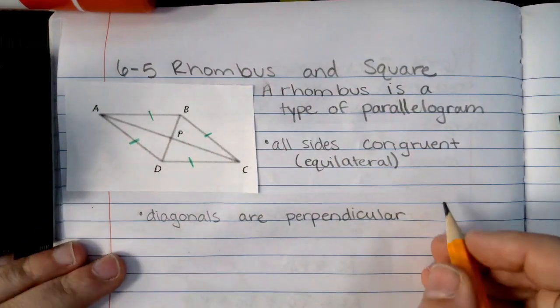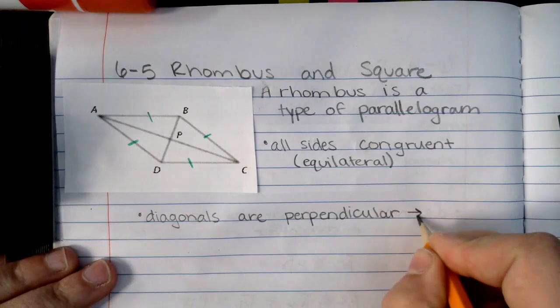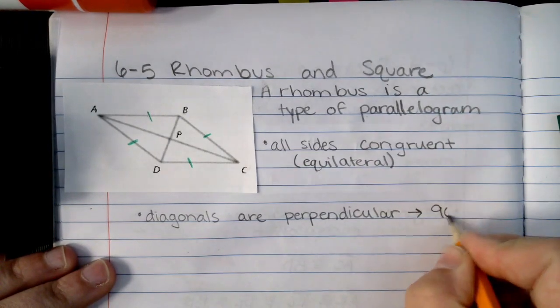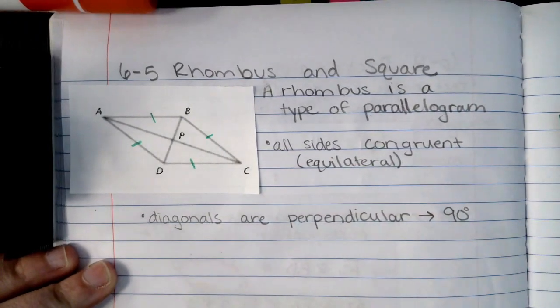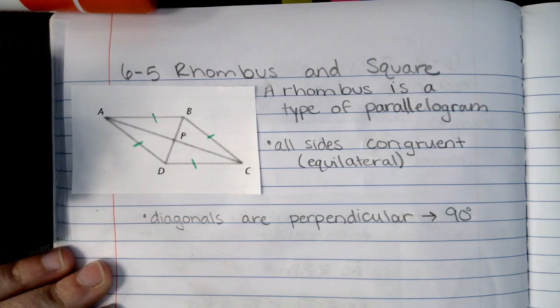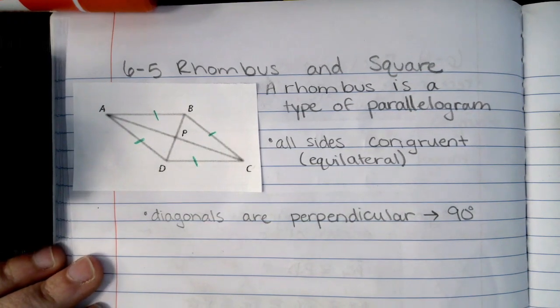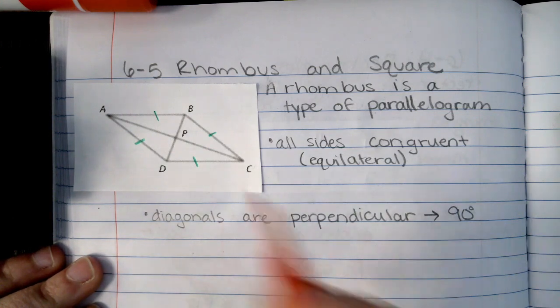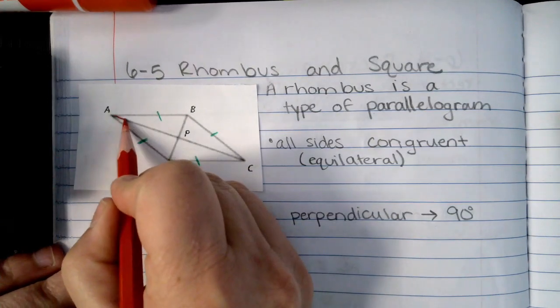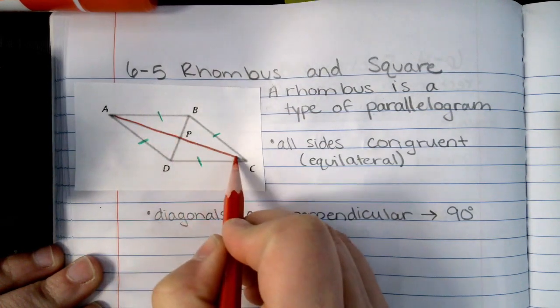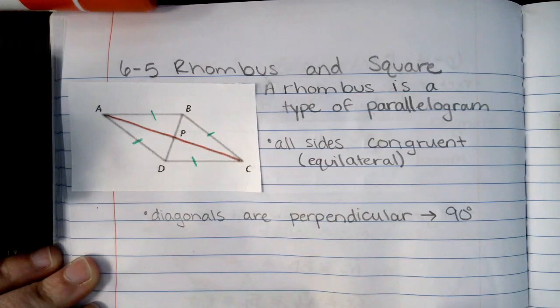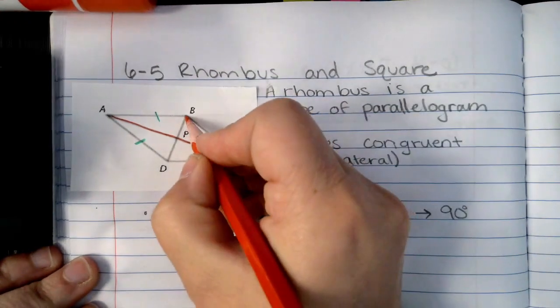90 degrees. Good. So in this picture, which ones are our diagonals? Who can name one of the diagonals? A to... What's another diagonal? B to D. So where these cross is 90 degrees. All these insides, all these angles are 90 degrees.